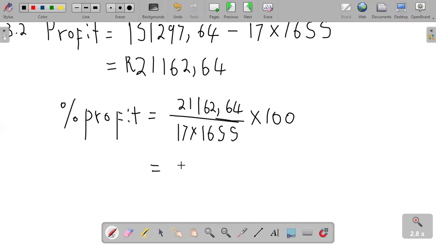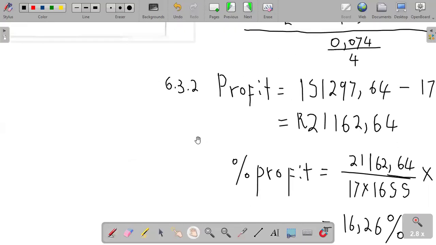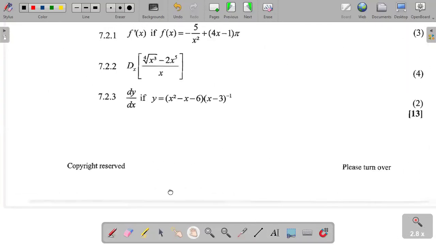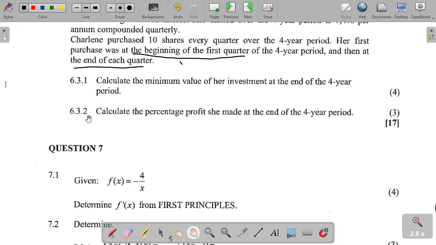And then you use your calculator. You use a calculator. It gives me 16.26%. That is how much I get. Okay. So 613.2.